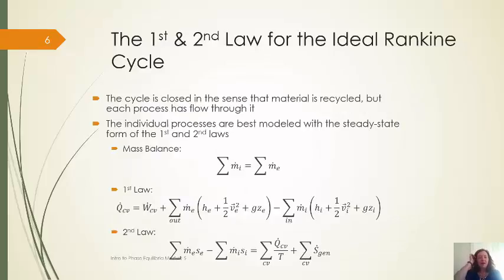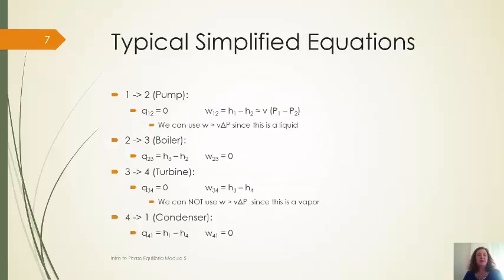Now the first and second law, well, it seems like it's a closed system, right? Because I'm going to keep the same material flowing through there. But each unit is going to be a steady state device. So I'm going to model these using the steady state form of the first law and the second law. So these are the ones summarized here. And then most of my equipment is going to be pretty much the same ones all the time: pumps, boilers, condensers, turbines. And so I can then come up with simplified forms of these laws.